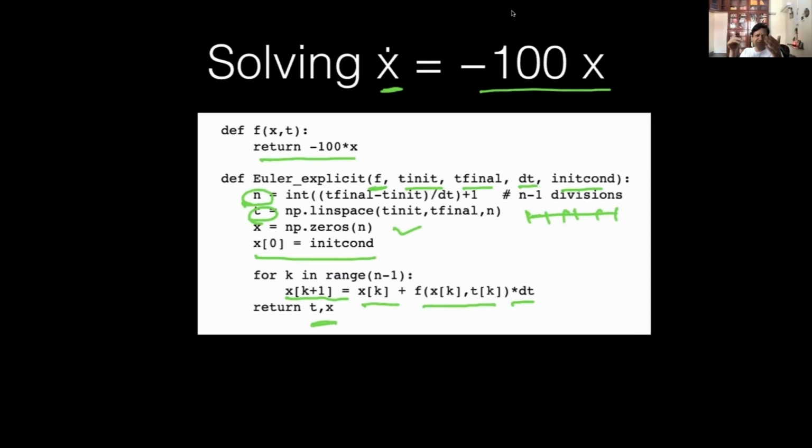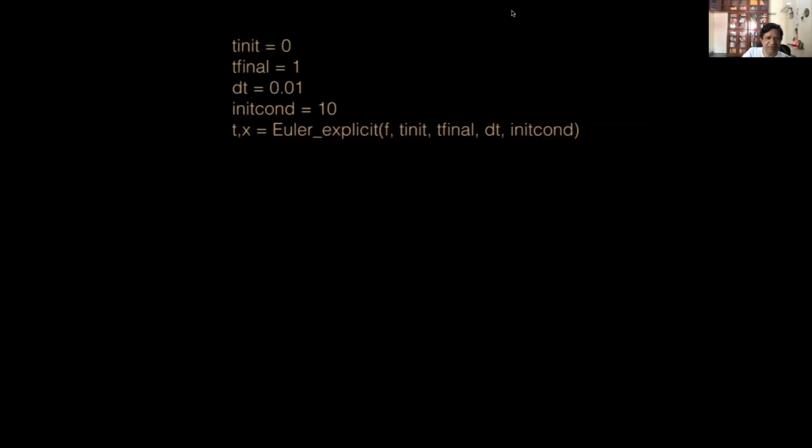So I also keep the history. It's not that you give only the position at a given time. You have all the positions at all the times, and then you can make a nice plot. So I start with initial condition 0. I go to t final 1. dt I use 0.01. The initial condition is 10. Start with that, and I call this.